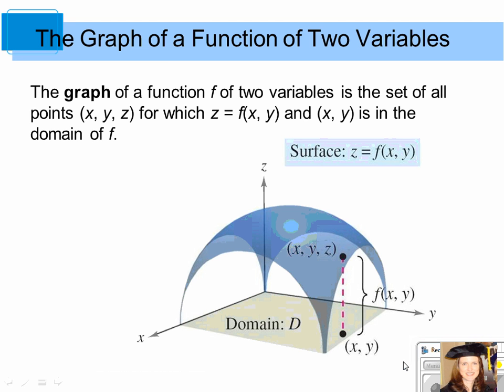In this part of section 13.1, we're looking at the graph of a function of two variables. The graph of a function of two variables is the set of all points in space, x, y, z, for which z is equal to f of x y, and x y is in the domain of f. Here, our graph of the function is the points in space. In this case, those points represent a surface.